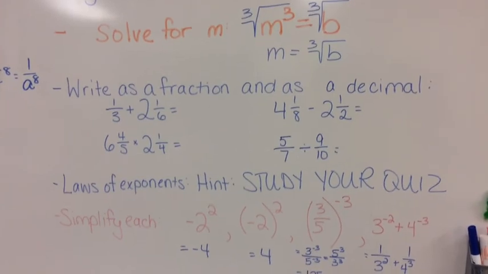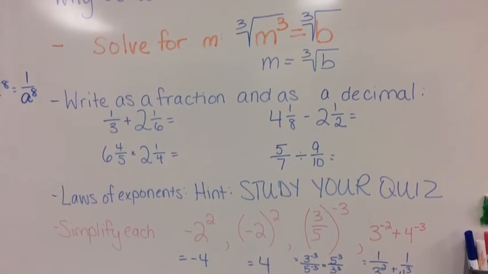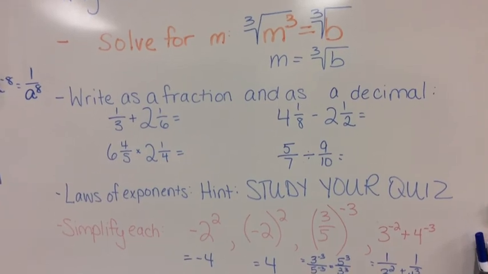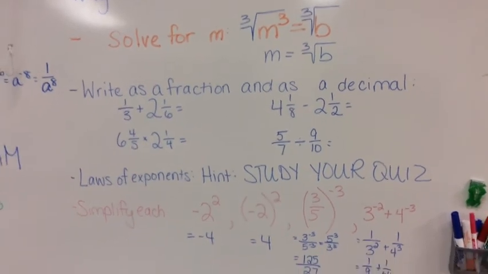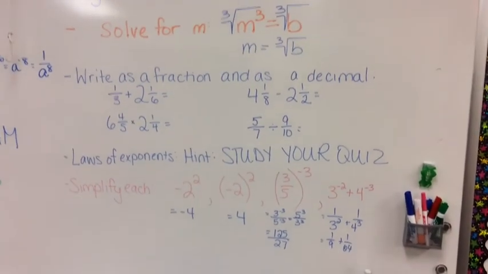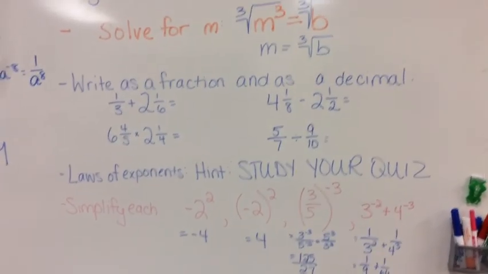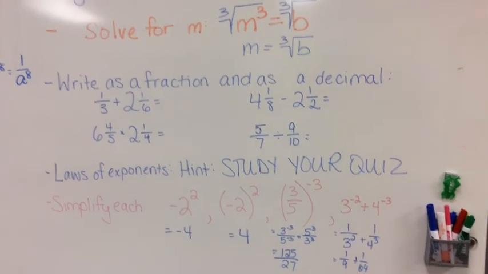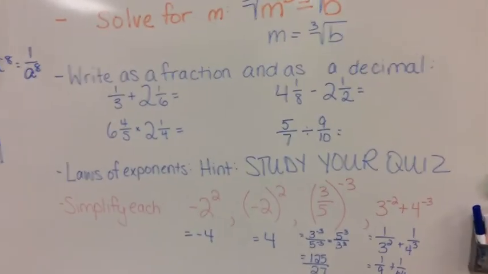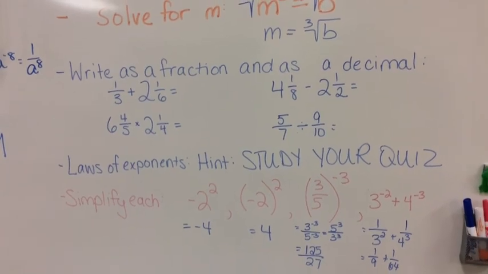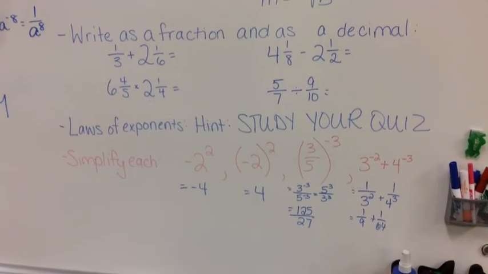You're going to have some questions about adding, subtracting, multiplying, and dividing fractions or mixed numbers. The instructions will probably tell you to write these as a fraction and as a decimal. You need to perform the operations and then use your strategies to go from fraction to decimal. Those are on your posters. You guys did a nice job with that. Remember, convert your mixed numbers into improper fractions before you do your operations.